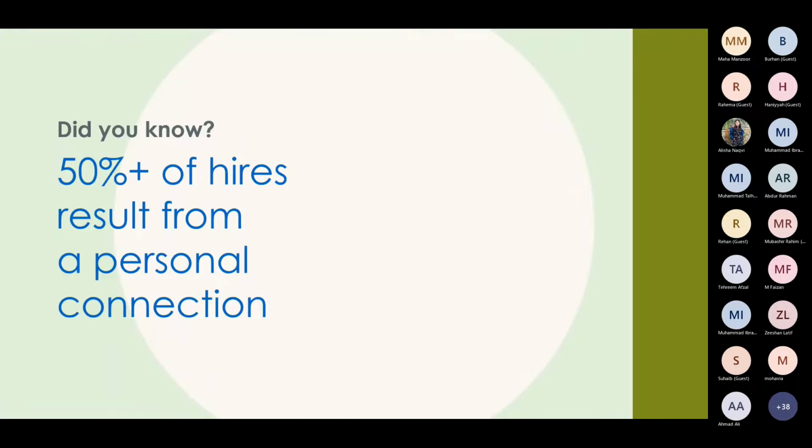This is again backed by data. 50% of hires actually result from a personal connection. Personal connection means either somebody knows you, they have worked with you in the past, or they have seen an article by you, and they know that you can do this. So you have been in connection with them through your community efforts or some of the other efforts. If somebody can provide a referral for you, this is going to be a great thing for you to start your career journey.